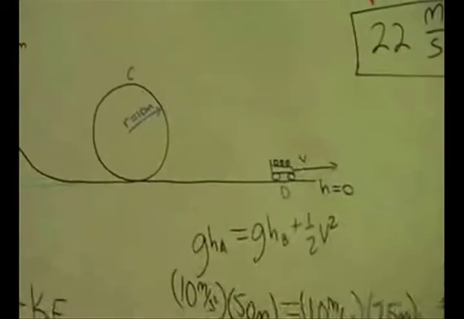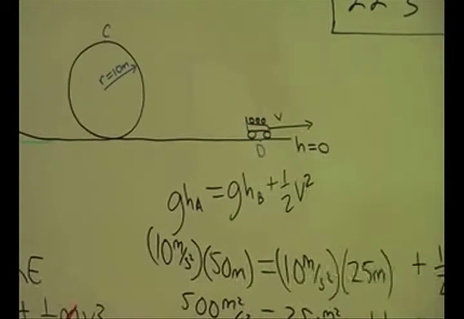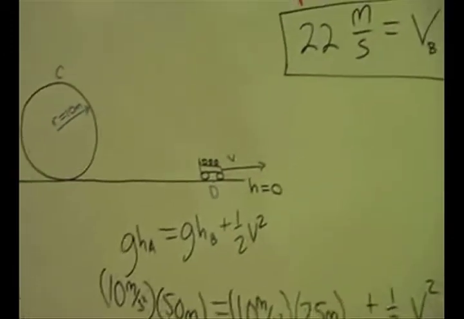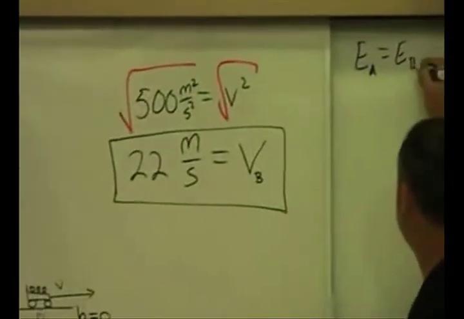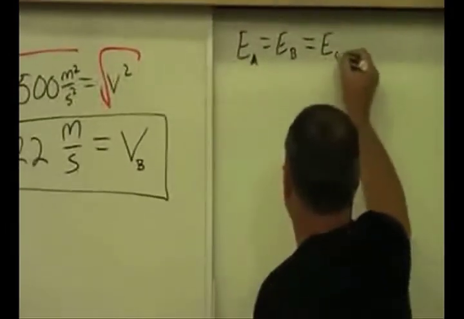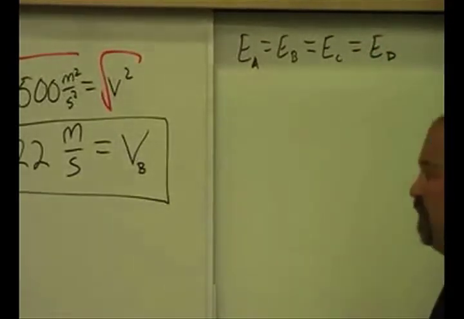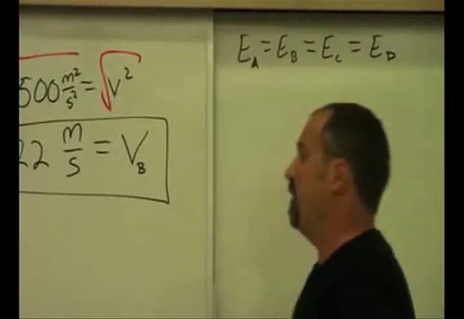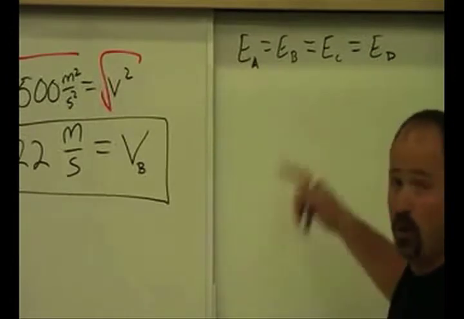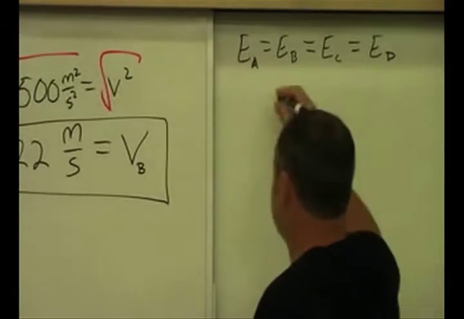So what's the speed at the very bottom? Well, energy is conserved. So the energy at point A equals the energy at point B, also will equal the energy at point C, and equals the energy at point D. So I could either start with the energy at point B and set that equal to the energy at D, or I could start with the energy at A. I'll choose the energy at A, since it just has one term.